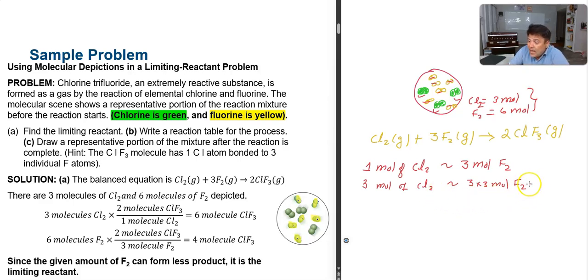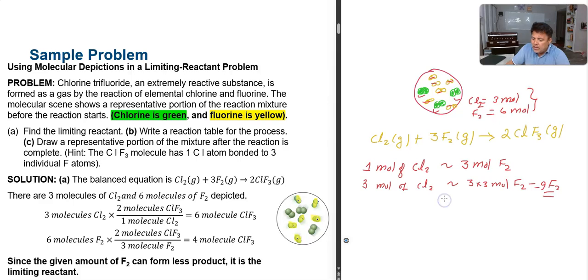So you need this 9 mole of F2, right? But you don't have 9 mole of F2. You have only 6 mole of F2. So fluorine will finish fast. Chlorine will be still there, because chlorine needs all. If you want to react all of these chlorines, you need the 9 fluorine, but you don't have 9 fluorine. Means fluorine will be completely used up. Chlorine will be still left behind, right? So that's why fluorine is limiting.